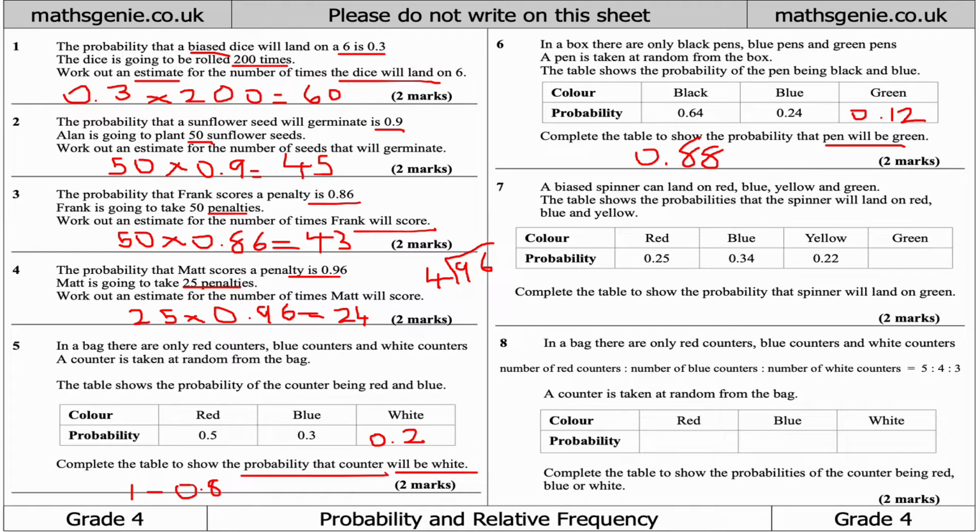This is question number 7. A biased spinner can land on red, blue, yellow or green. The table shows the probabilities that the spinner will land on red, blue and yellow. Complete the table to show the probability that it will land on green, where you add them all up and then take away from 1. I am going to be a bit lazy here and use my calculator.